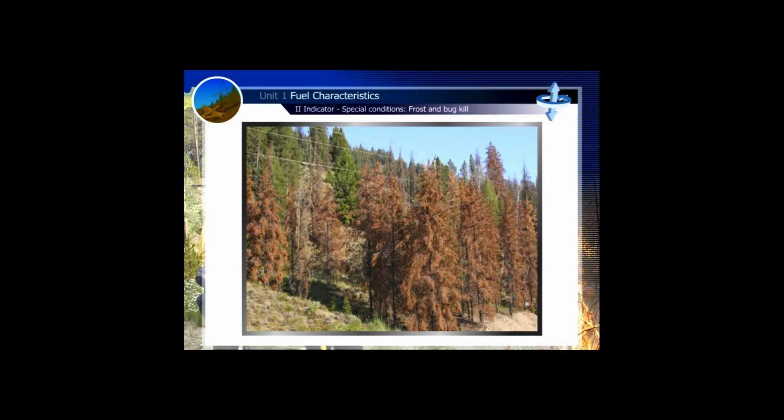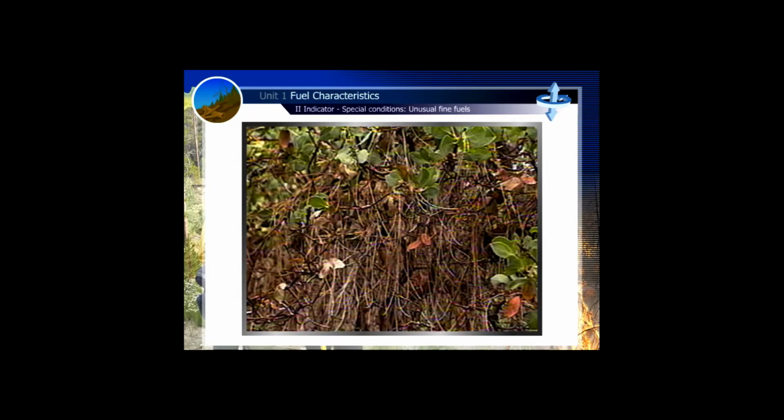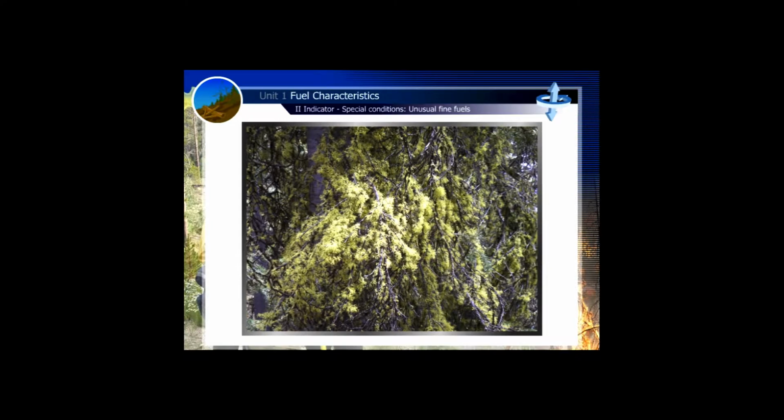Frost and bug kill, another special condition, can cause an enormous amount of fuel to be available. The last special condition to look for is unusually fine fuels, such as draped pine needles in manzanita brush stands in Northern California, tree lichens in the Northwest and the Rockies. These are just a few examples of special conditions that you need to monitor.